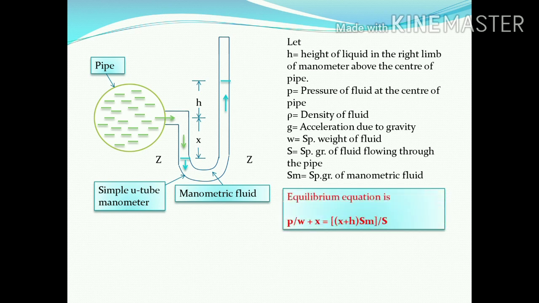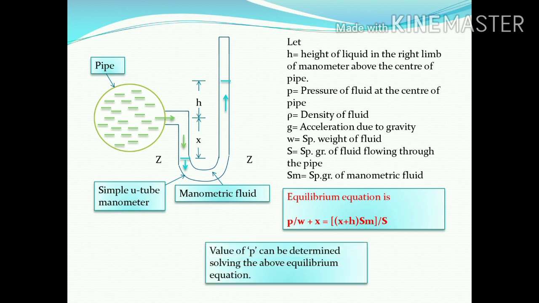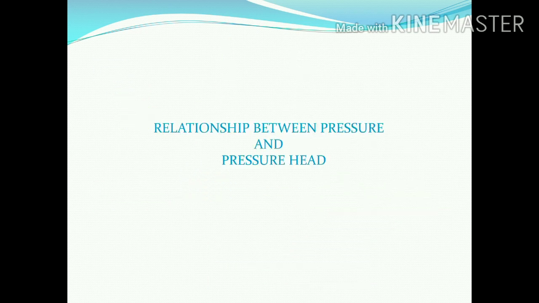So now one important thing you have to see here is the equilibrium equation. The equilibrium equation is P by W plus X is equal to (X plus H) into Sm divided by S. The value of P can be determined by solving the above equilibrium equation. Now the important thing is to understand the equilibrium equation. Let's see how the equilibrium equation is obtained.